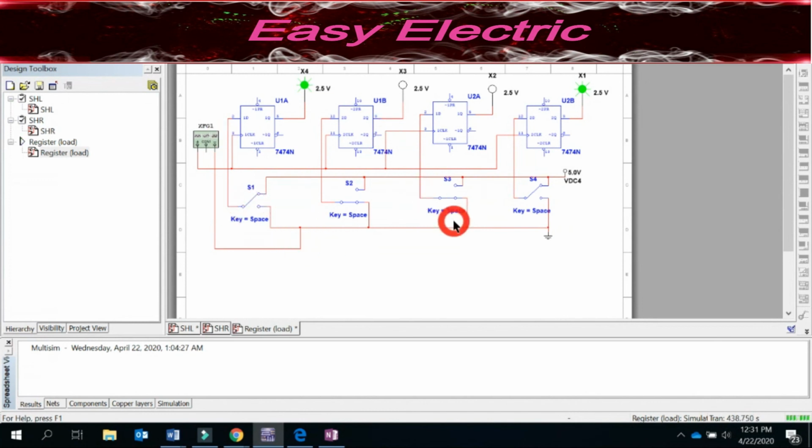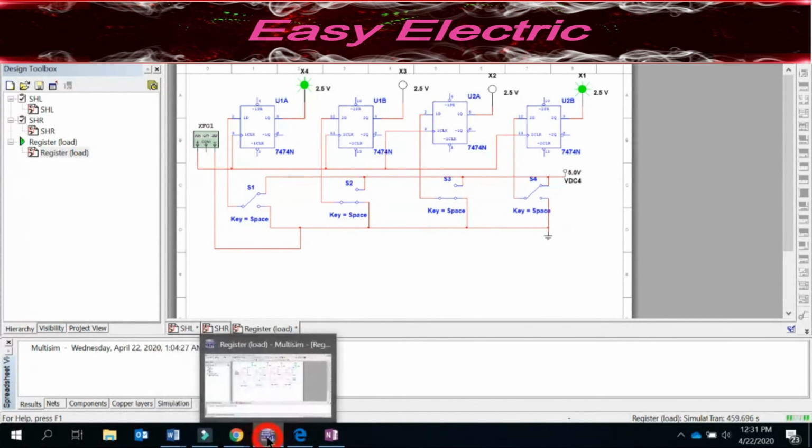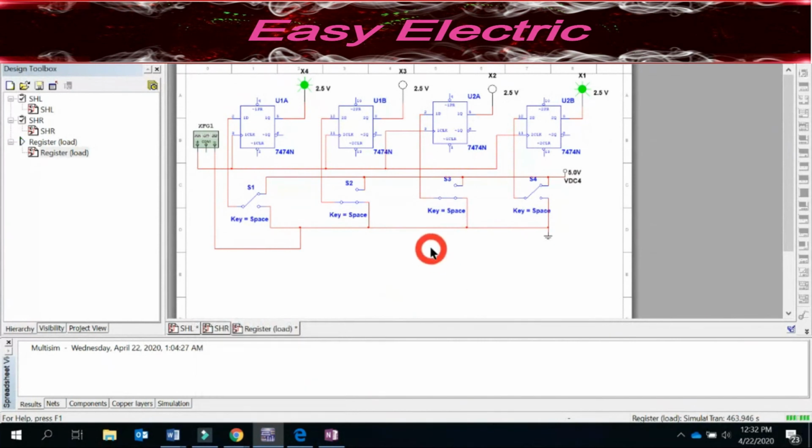So this simulation gives you a better idea about the clock pulse, how the clock pulse works, and how you are able to change the frequency of the clock pulse, right? So that's what we have here as a register and loading the register.